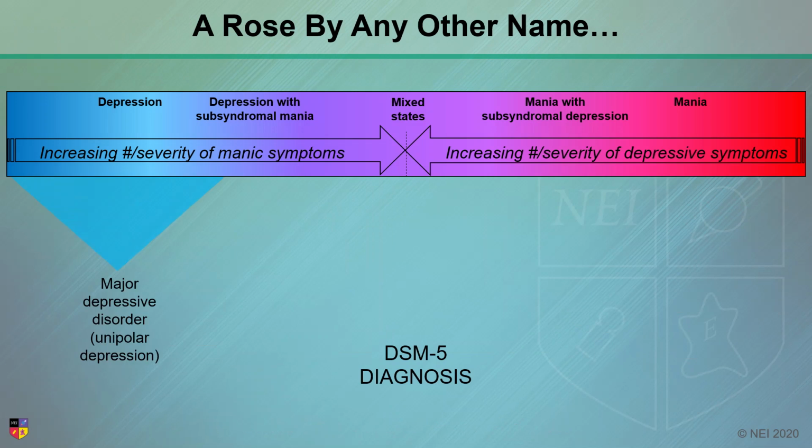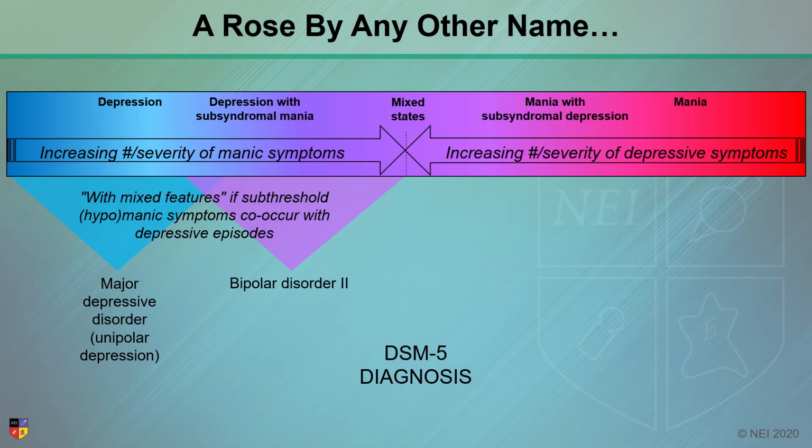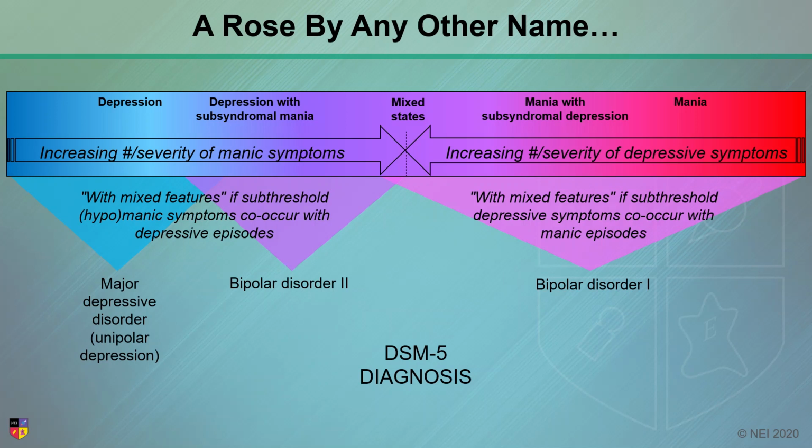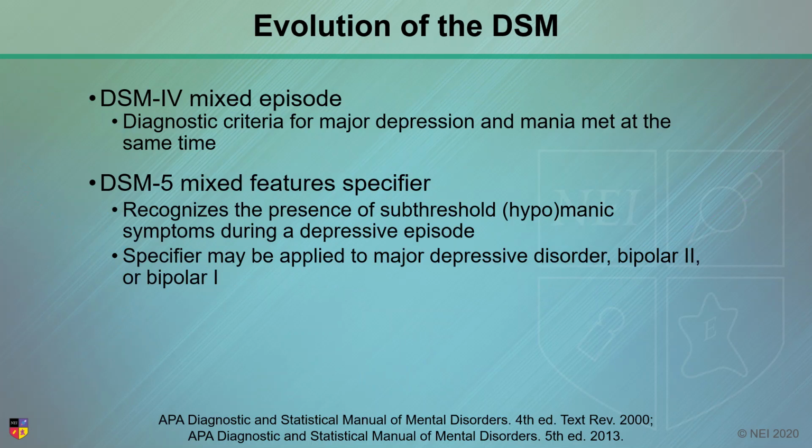And here's where we go. We're going with DSM-5 diagnoses. So if you have this depression, you're going to be diagnosed with major depressive disorder, what I'm calling unipolar depression. And then if you have depression, but you have some of these manic symptoms, now all of a sudden you're bipolar too, because you're mainly depressed, but you have some hypomania. If these hypomanic symptoms occur at the same time as the depression, we call that mixed features. And if you're having true mania, then you're diagnosed with bipolar disorder 1. And again, it's mixed features if you're getting depressive symptoms with the manic episodes.